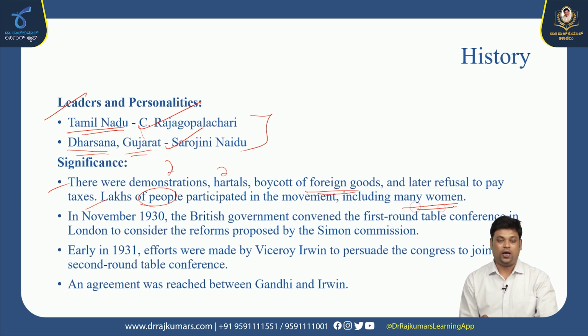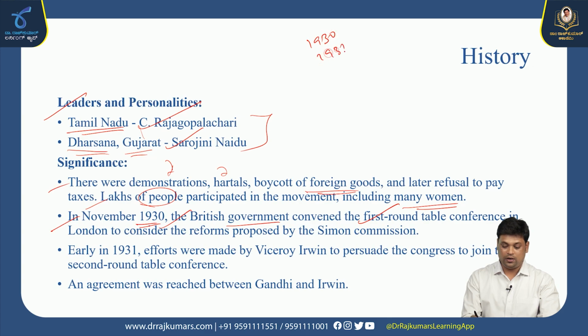Lakhs of people participated in the movement, including women. Women's participation was high. In November 1930, the British government convened the first Roundtable Conference during the same time. A total of three Roundtable Conferences happened in history: the first in 1930, the second in 1931, and the third in 1932.